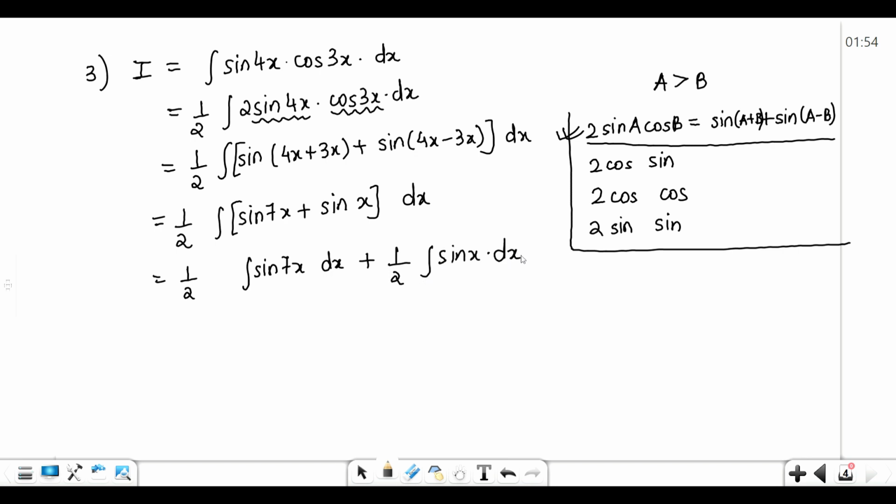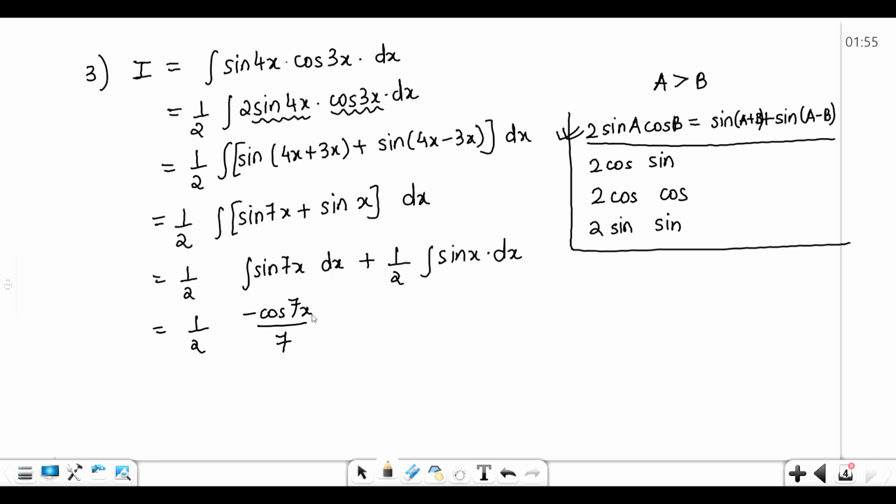Now the integration of sin is minus cos. Here is the new concept: whenever you integrate trigonometric ratios as well as exponentials, and you see a coefficient of x, you have to divide by the coefficient of x. The formula for sin x is minus cos x, but here we have sin 7x, so it would be minus cos 7x, and since the coefficient of x is 7, we have to divide this by 7. Make sure you don't forget this part.